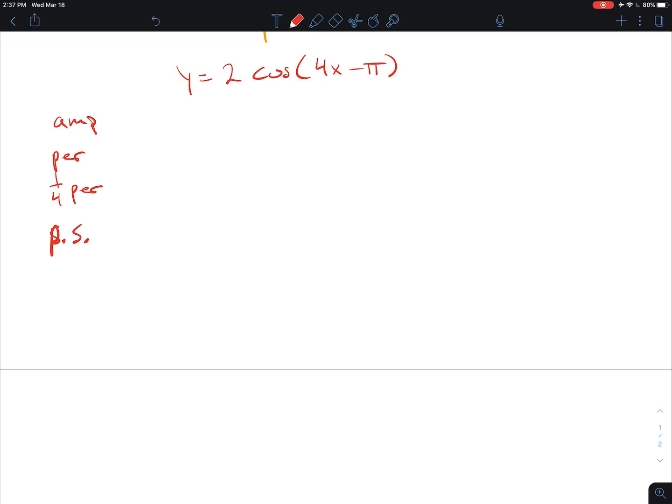Let's go with phase shift, which remember is the horizontal shift. And then my critical values, my horizontal coordinates that are of interest to me. I'll list all those out. So we'll say the amplitude is 2 in this problem. That's my A term.